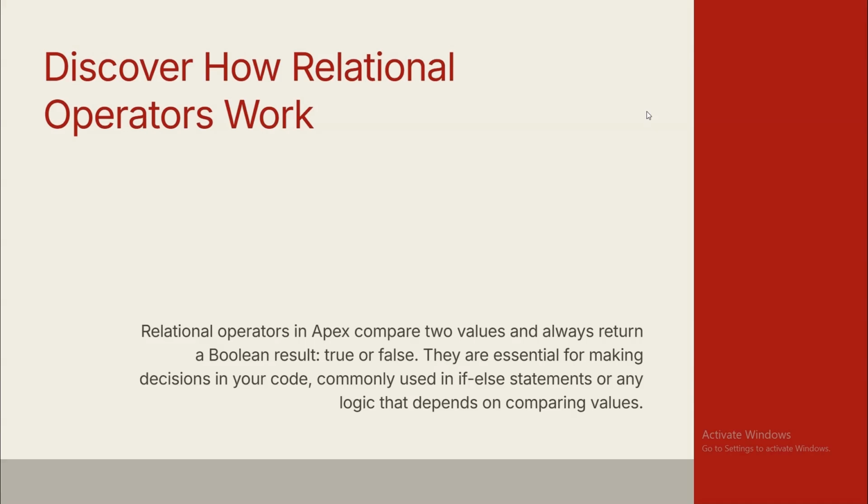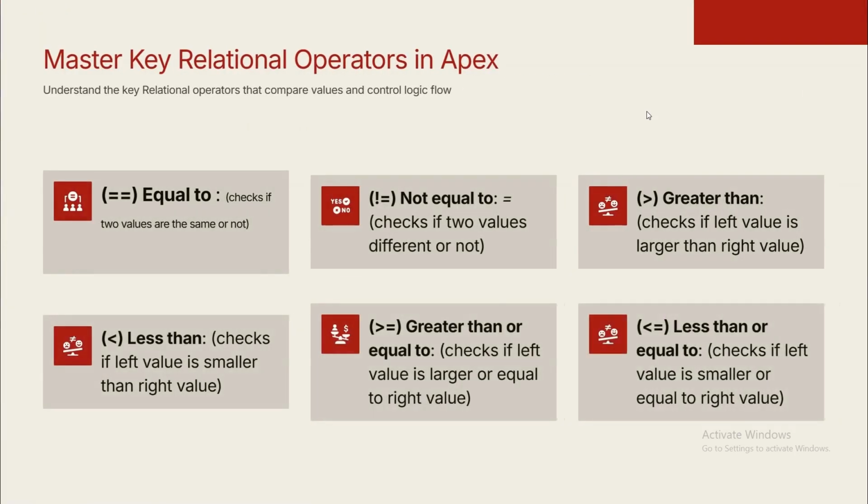In the next slide we will understand the real-time implementation of the relational operators, but before that we will check what the key relational operators in Apex are. The first key relational operator is equals to. As you can see here in the brackets, there are two equals signs. It checks whether two values are the same or not. On the left side there is one value and on the right side there is another value.